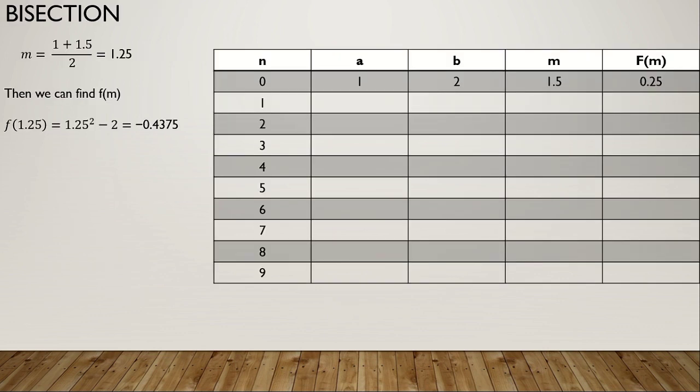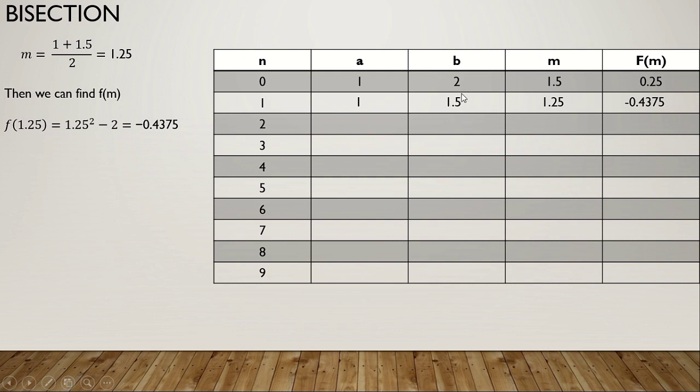Okay, so now we have our values. Let's get into it. We have our table here. We have 1, we have 2, we got 1.5, we got 0.25. Great. So now, because this value is positive here, we are going to say this value becomes b, on the b interval there.